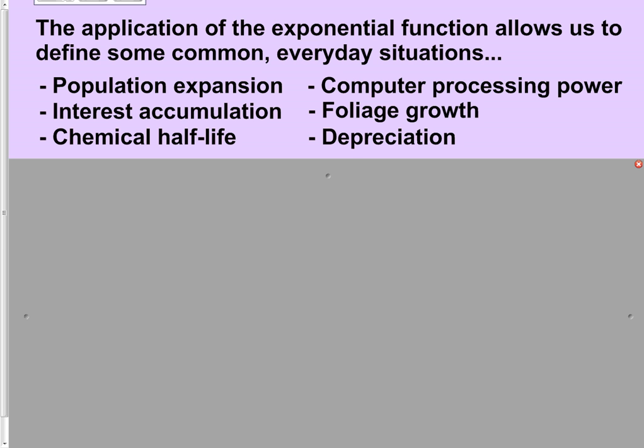Computer processing power. This is something that's probably of interest to a lot of you. It's how they calculate the number of calculations per second, and things like 3G versus 4G. How do they decide when they've reached the next generation of data transfer? Foliage growth is also exponential decay and growth, because a blade of grass or a plant does not grow at a consistent rate. It grows fairly quickly right off the bat, and then slows down over time.